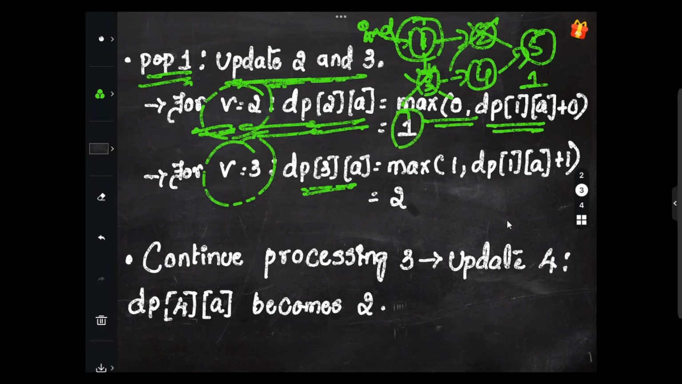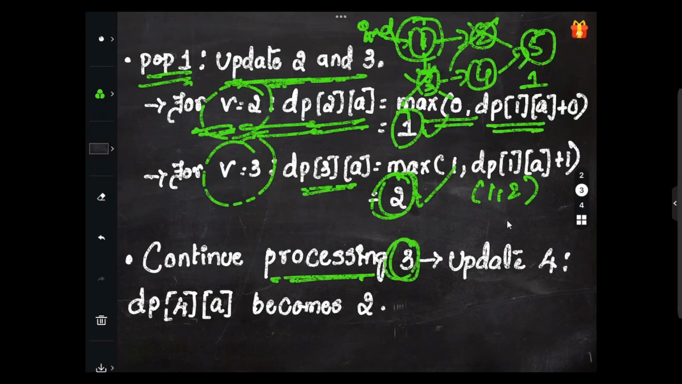And this will be max of 1 comma dp of 1a plus 1, right? So again this will be 1 comma 1 plus 1, which is nothing but 2. Max of 1 comma 2 is 2, right? So this is fine, simple. We have got 1 and we have got 2, right? So the values, we will continue processing this one.